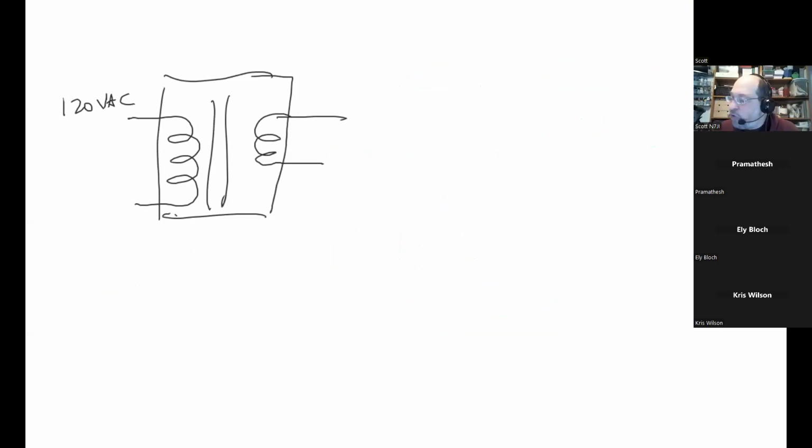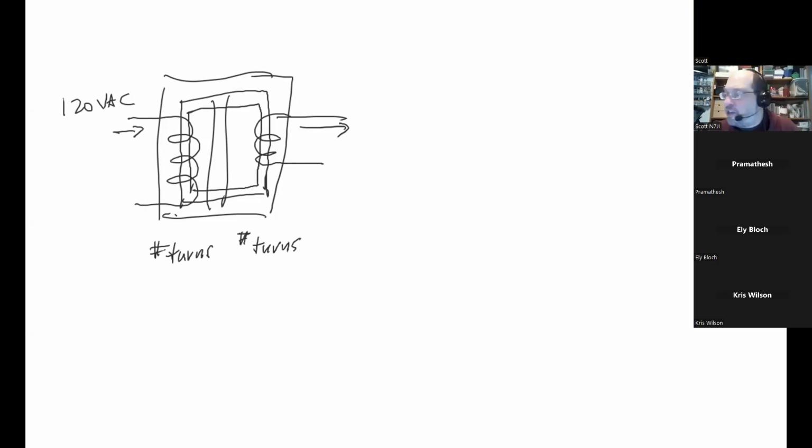A transformer is a pair of inductors wound around a common core that constrains the magnetic field that's generated, so that you end up with a magnetic loop that's generated by one coil and picked up by the other coil. So a current makes a magnetic field makes a current. Very convenient and very, very efficient. And what's cool about this is that the number of turns around the coil is proportional to the voltage that's generated.